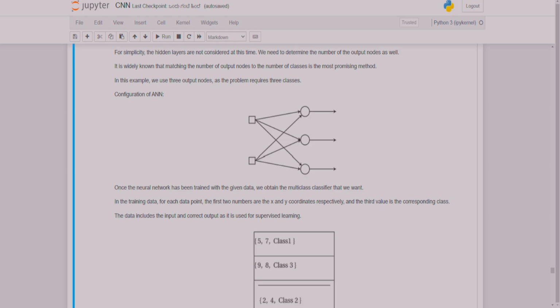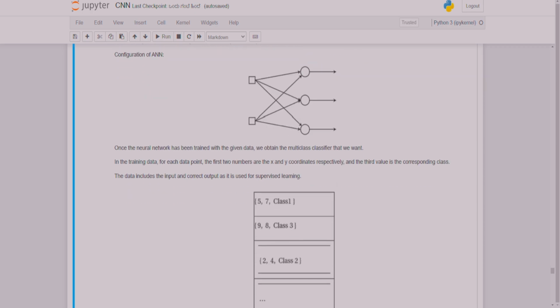And this same concept we are going to extend even if you have 10 classes, say digit recognition like 0 to 9. We are going to use 10 neurons in the output layer. We are not going to reduce that number to a smaller number. I hope that's clear.